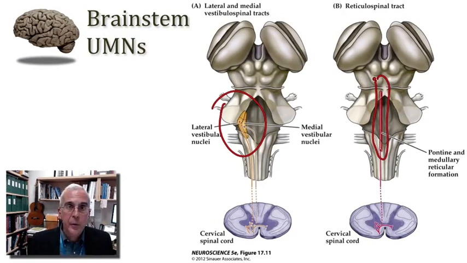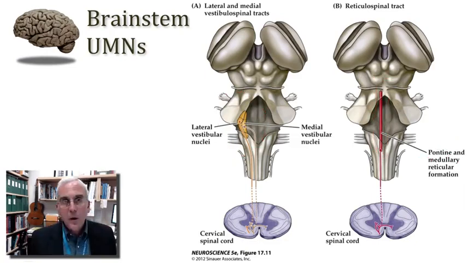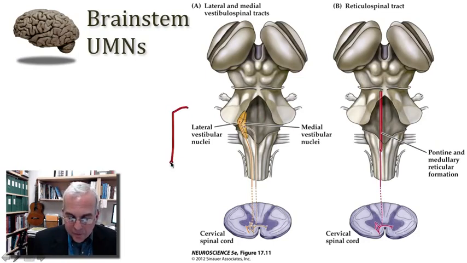We call this core the reticular formation, and the reticular formation really extends throughout the entire brainstem, but the portion of it that gives rise to projections to lower motor neurons is primarily found in the pons and in the medulla. Okay, so let me just take a minute or two to remind you of the projections that arise from the vestibular nuclei and descend and terminate in the spinal cord.